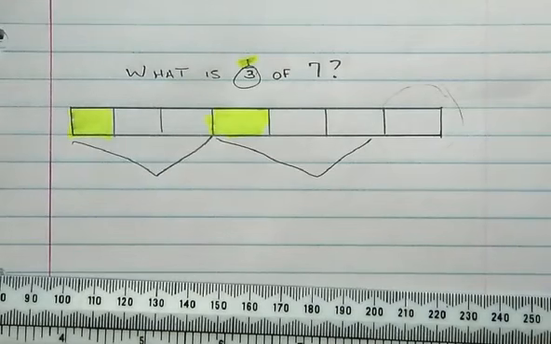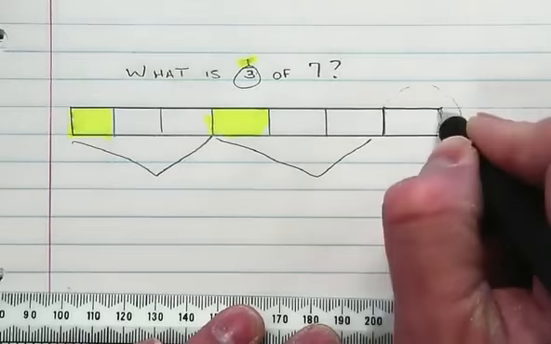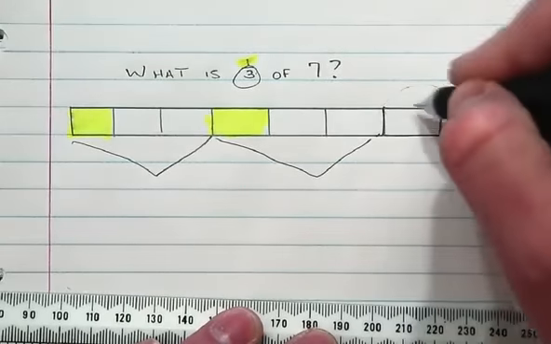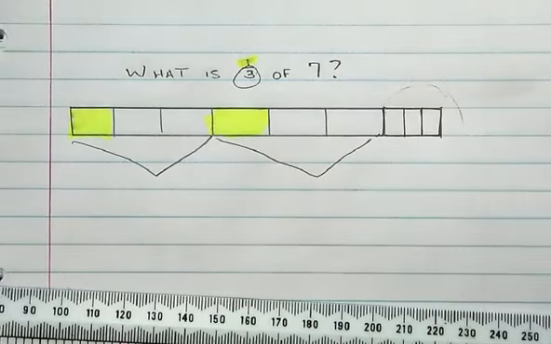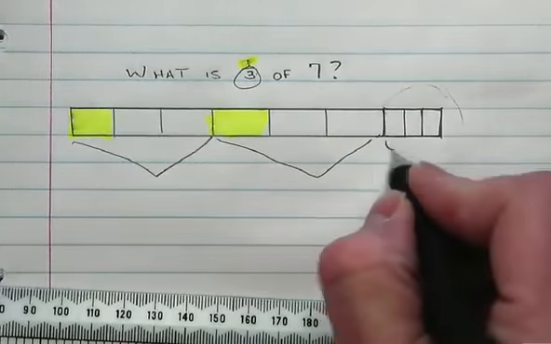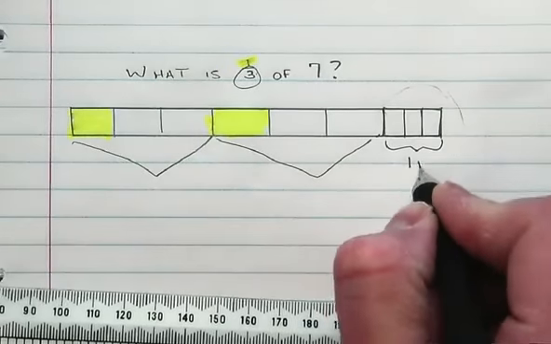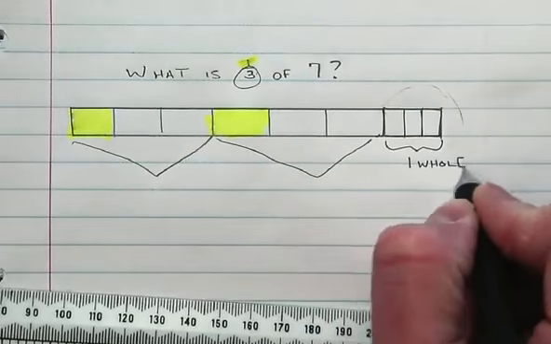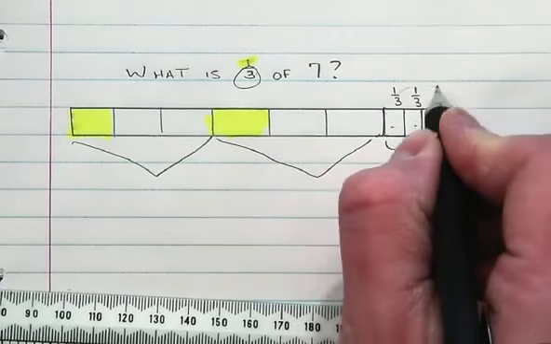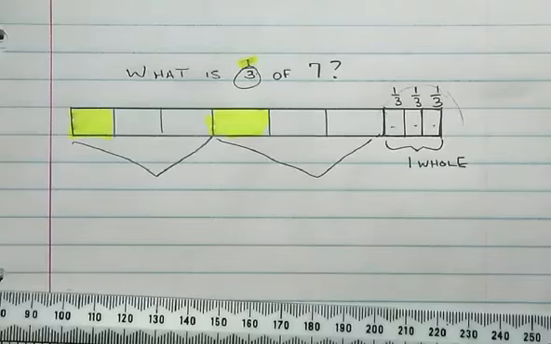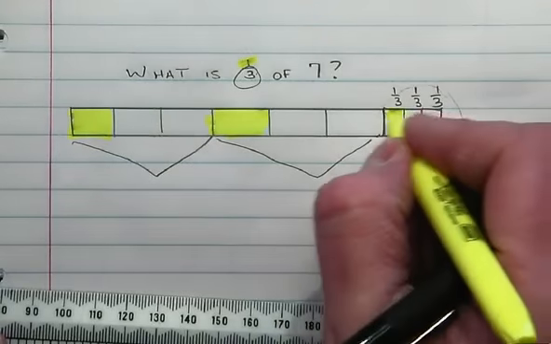So I can't just highlight that. I don't have a group of 3. What I need to do is take this one specific box and divide it up so that I have 3 pieces. Now this by itself represents one whole. But when I break it into 3 pieces, each piece is worth a third. I'm going to highlight 1 out of 3 of these pieces.